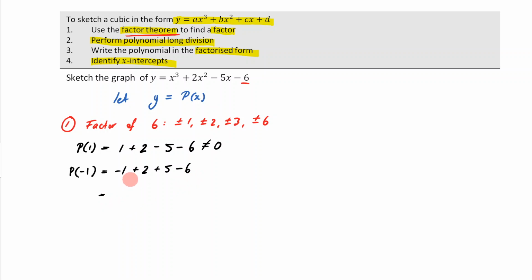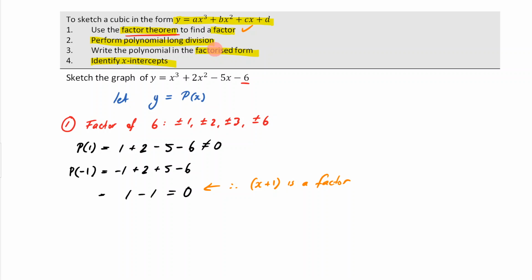Now, this looks promising because minus 1 plus 2 will be positive 1. Then plus 5 minus 6 will be negative 1. So that's going to be 0. So this is where we say hooray, because what this tells us, because we got 0 out here, therefore x plus 1 is a factor. So the fact that I could put negative 1 into this and get 0 out tells me that x plus 1 is a factor. So that's step 1 done.